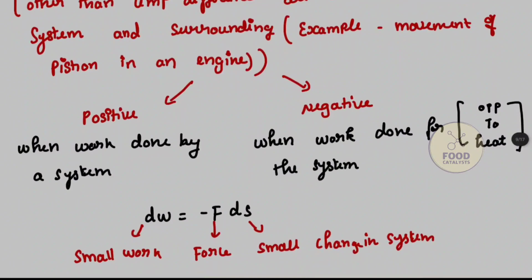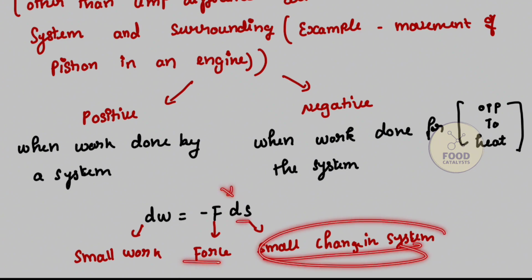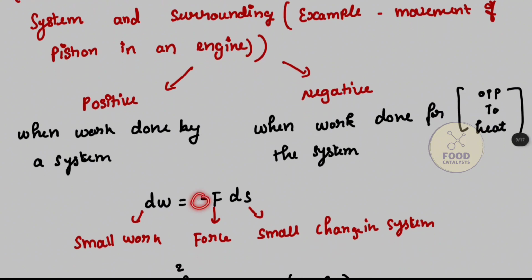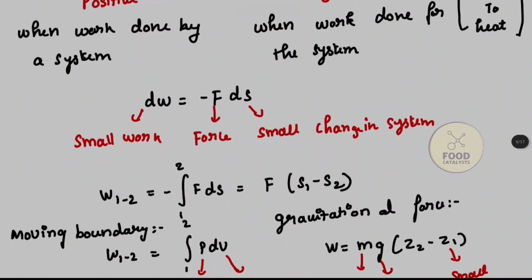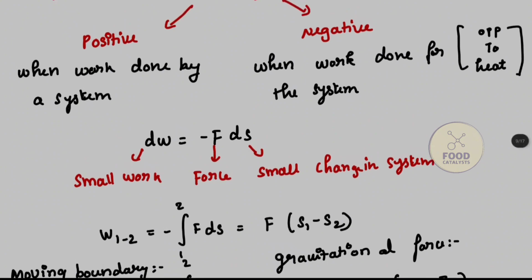Now here is a formula. dW is a small work which is done by the force, force times the small change in the system, which is ds. And why is there a minus here? Because we don't know whether this is positive or negative, so we have included a minus symbol. When we integrate the same thing, for example the work from 1 to 2, and here also 1 to 2 for F ds, then obviously when we integrate we will put S1 minus S2, right? So force times (S1 minus S2), and S1 minus S2 is the small change in the system, or del S, we can say.